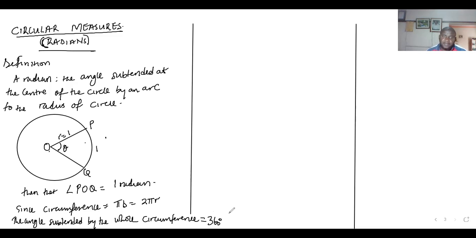Now, 360 degrees would mean that you've covered 2 pi in radians. So with that, 2 pi radians is equivalent to 360 degrees. Therefore, pi radians is going to be equal to 180 degrees. Of course, the 180 comes from 360 divided by 2. So always pi radians is equivalent to 180 what? Degrees.